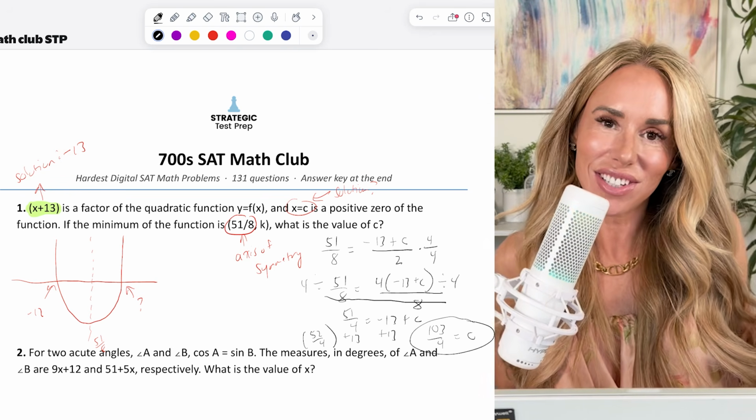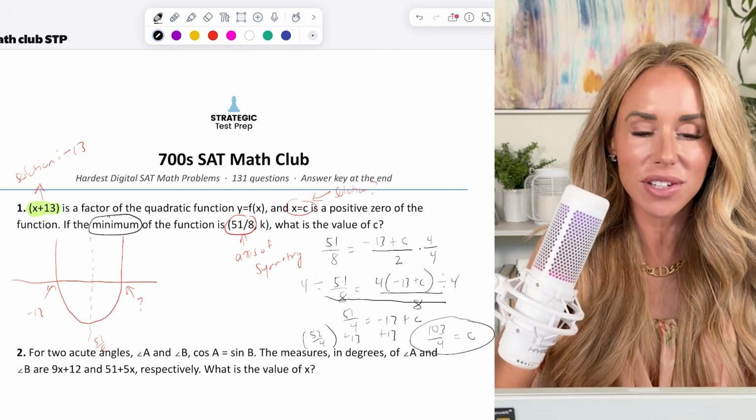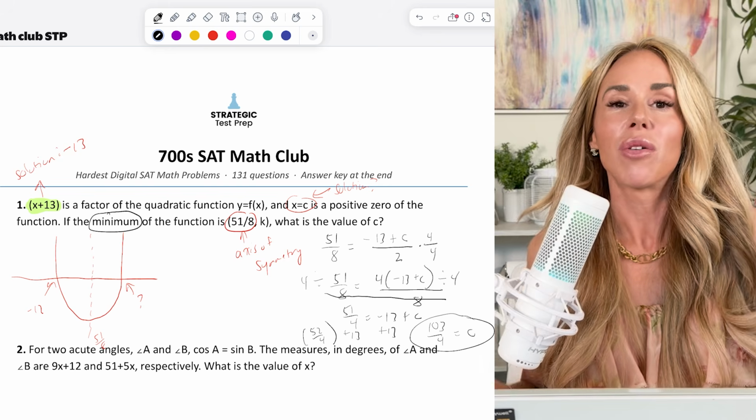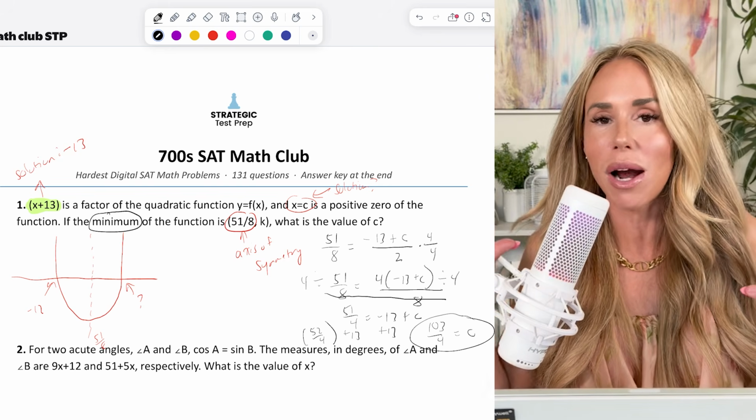So watch out for axis of symmetry. If they give you the x coordinate of the vertex, by the way, minimum is a keyword that means vertex. If you see maximum, that also means vertex. So if you have the solutions or one of the solutions and the vertex, you're probably dealing with the axis of symmetry.